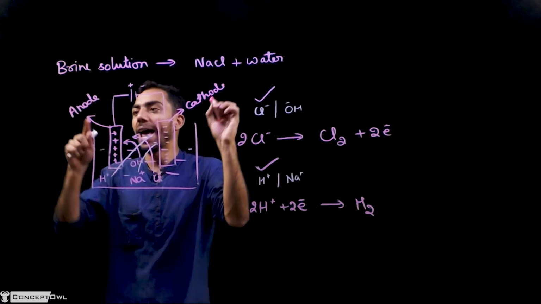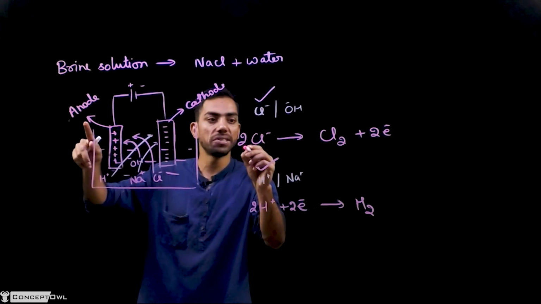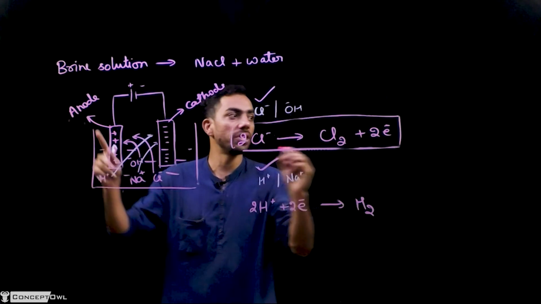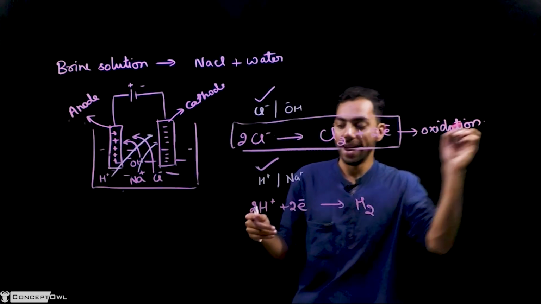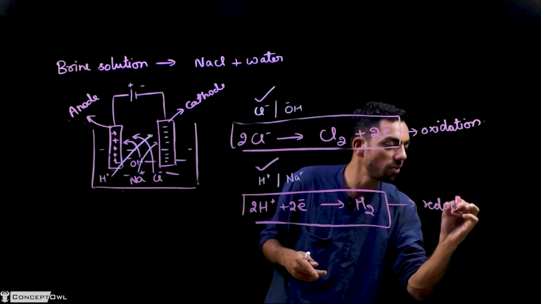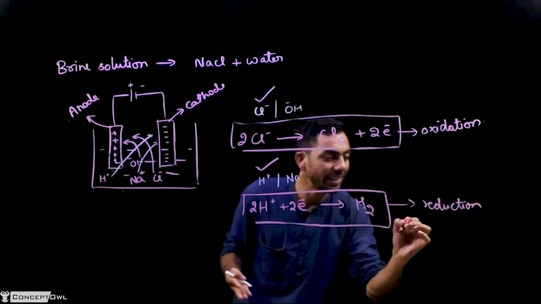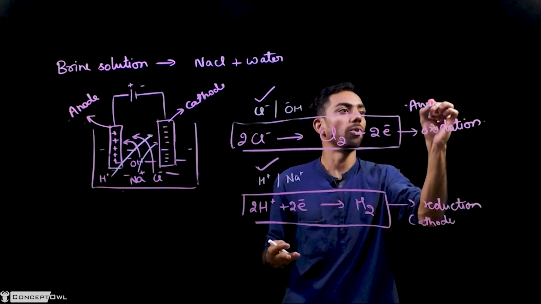Why anode? Anode means where oxidation occurs. So on this electrode oxidation is occurring. This is oxidation, loss of electron, and this one is gain of electron. So this is reduction. So this reaction will happen where? At the cathode. Simple. And this one is anode.